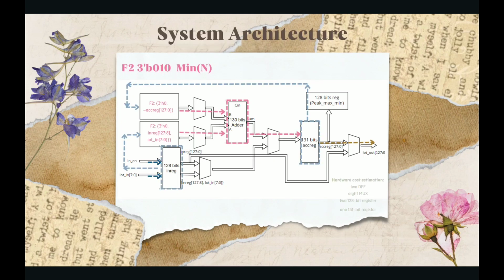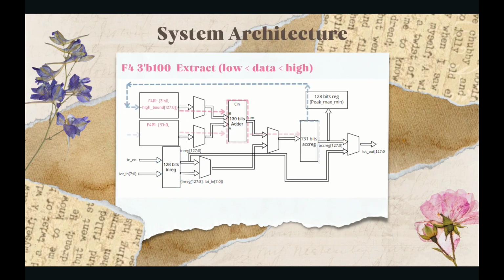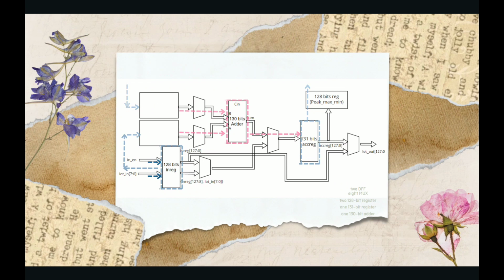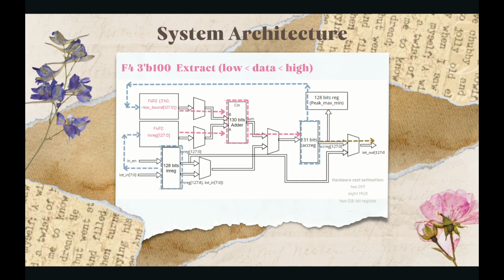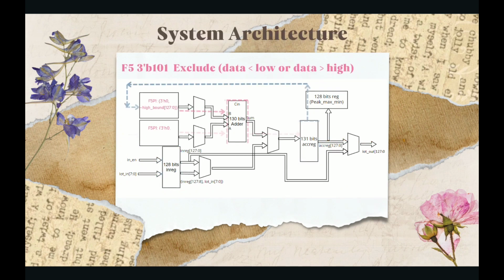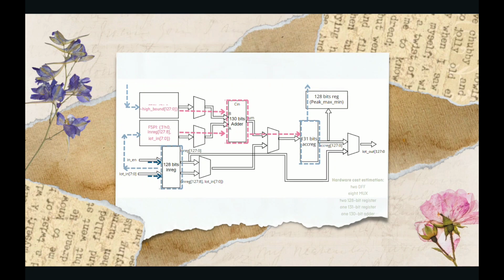Min and average are similar to the max function, but we select the smaller data in min and use addition in average. For function extract, we will compare with the high bound first, and then compare with the low bound in the next clock. After that, we output the data. For function exclude, the data path is equivalent to function extract.